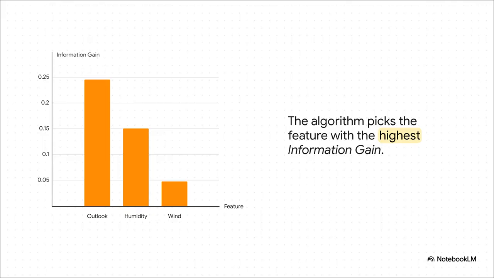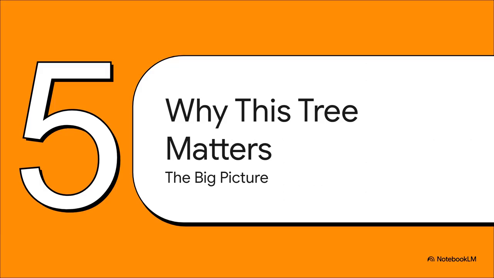And check this out. This shows you exactly what happens. The algorithm calculates the information gain for asking about the outlook, the humidity, and the wind. And what does it find? Asking about the outlook gives the most clarity. It causes the biggest drop in impurity. It's got the highest score. So the computer knows, boom, that's my root node. That is the best first question I can possibly ask. So the computer just repeats this process over and over and over, always picking the question that gives it the most information gain at each and every step.